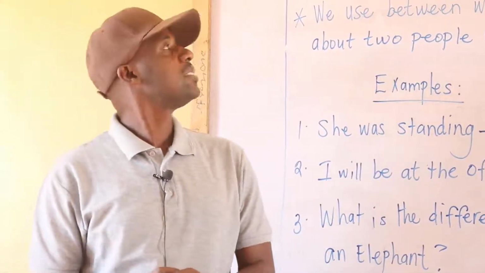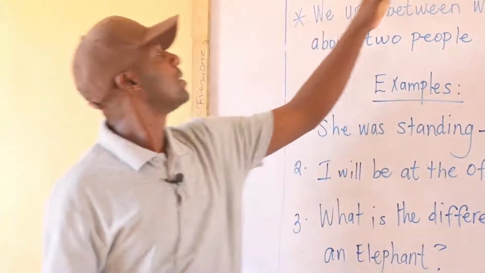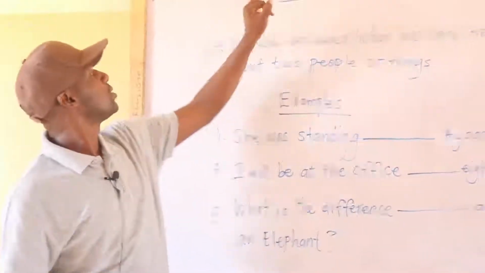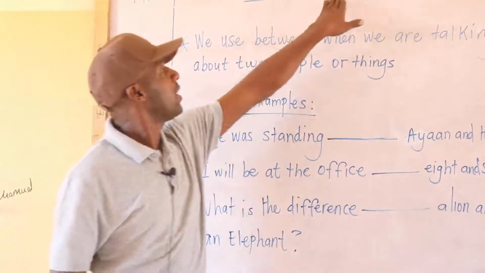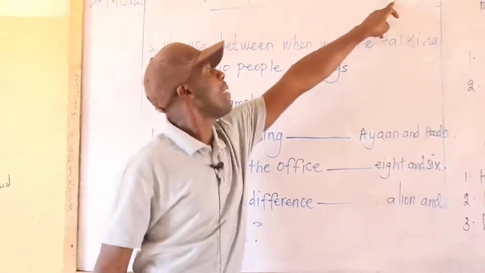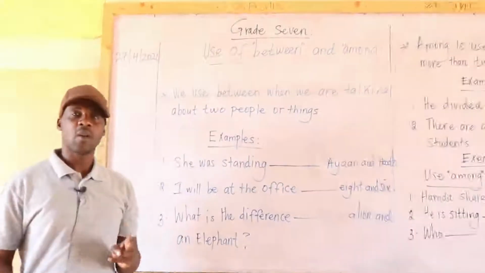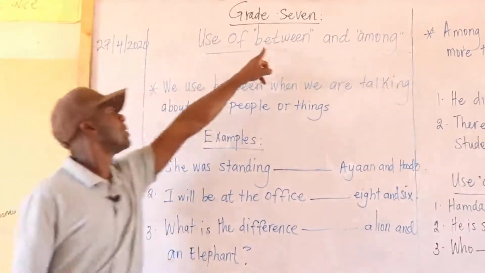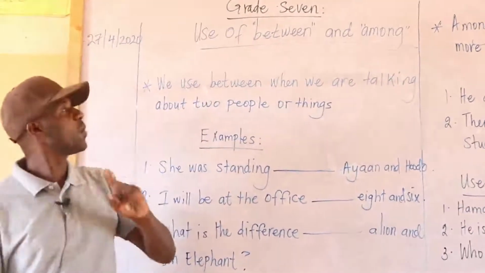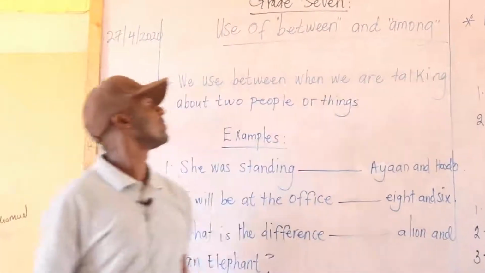Today's lesson is about two words. We are going to look at between and among. These are the two words we are going to look at. When do we use between and when do we use among?